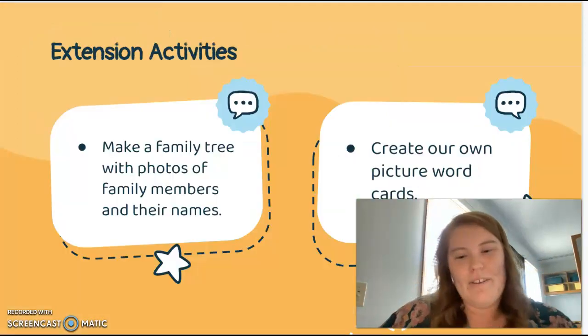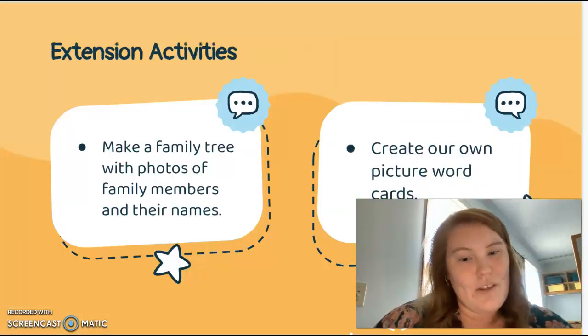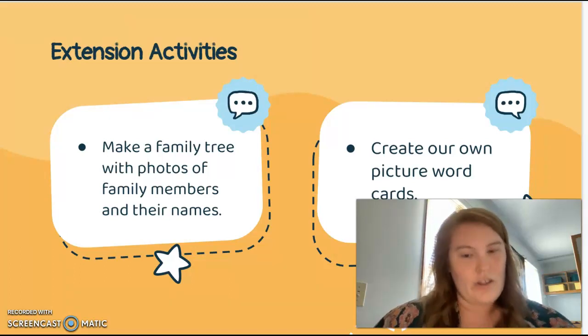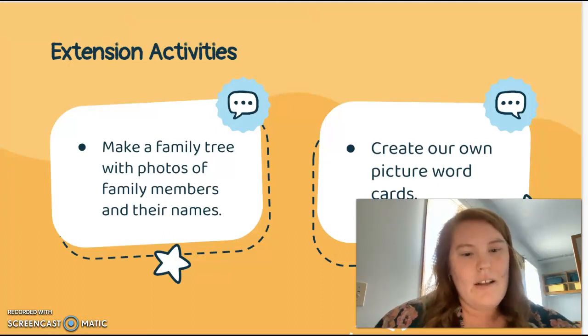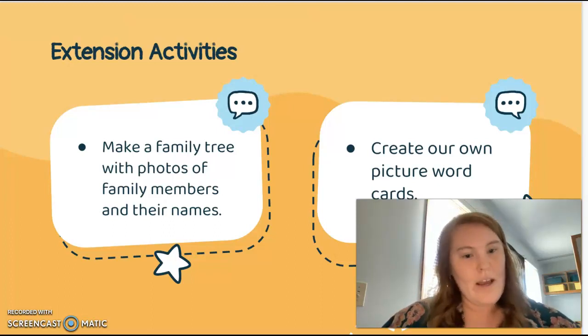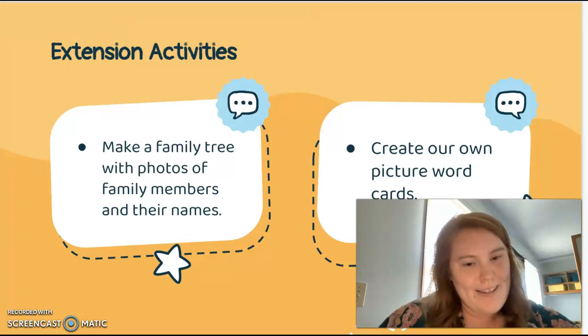Some other ideas that I came up with are to make a family tree with photos of family members and their names, which can reinforce starting with names and important things, and then that builds the foundation to go on from there. And the other is to create our own picture cards, to come up with words and then draw the pictures and really individualize it and personalize it.